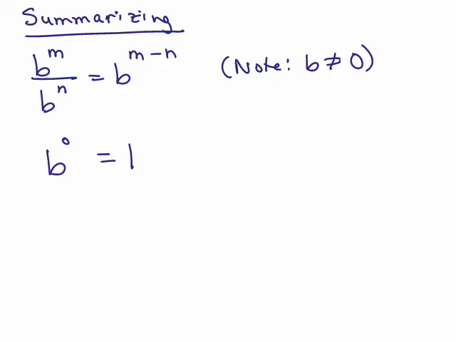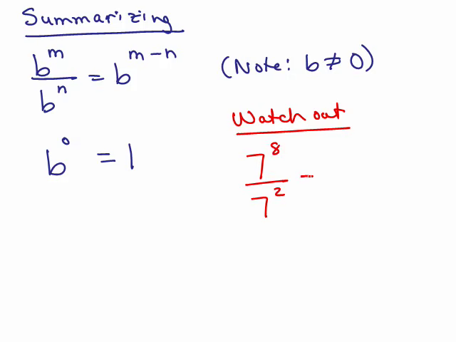Okay, so summarizing, we have the quotient rule, b to the m over b to the n equals b to the m minus n. Again, we've got to be very careful, watch out for this kind of problem. 7 to the 8th over 7 squared, what does that equal? The 7's do not cancel out. You write the base if it's the same and subtract the exponent, 7 to the 6th. A common mistake is to write the answer as 1 to the 6th, which is just 1. But think about that. 7 to the 8th is a huge number and you're dividing by 49. The answer is not going to be 1.